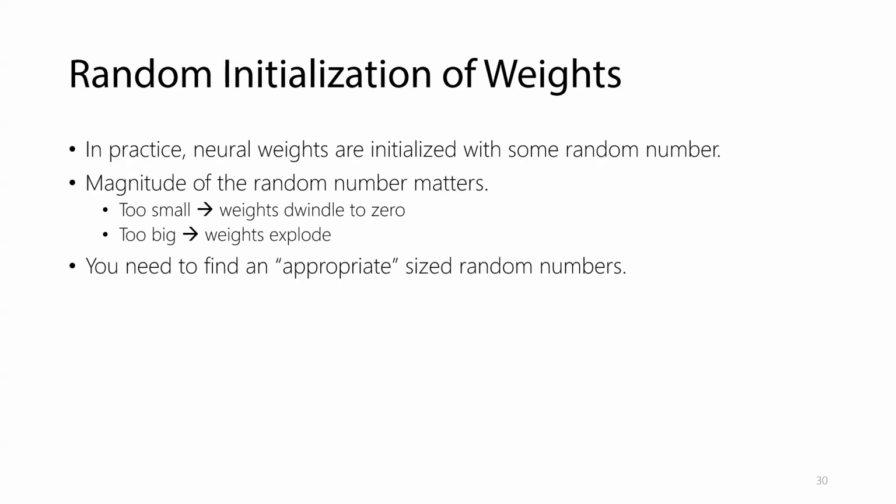But if you initialize the random values with too small values, then the weights will dwindle to zero. So if you start with small random weights, then it will become weaker and weaker and weaker. If you initialize the weights too large, then that's also a problem because the values may explode. So you've got to find an appropriate size.